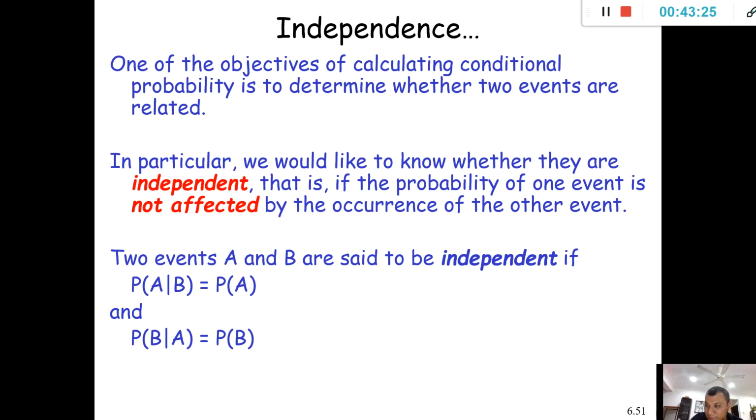Let's say if you want to play football, if it's raining, you don't play football. So this is dependent on each other. But say you want to go to eat, it's raining, so it doesn't matter whether it's raining or not, you will go to eat. So this is independent, sort of.